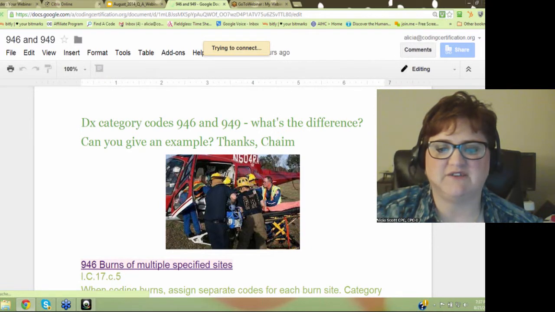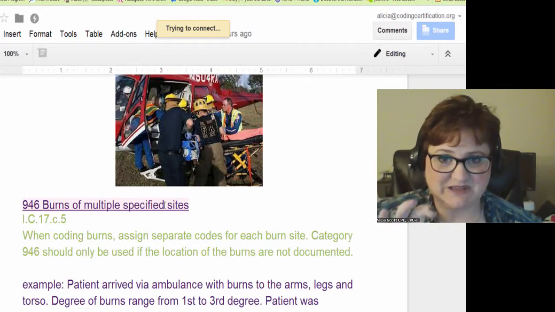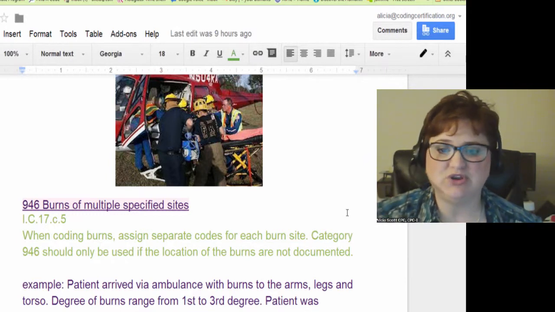946, burns of multiple specified sites. That is specific. Specified sites. Here is the guideline where you can find this. When coding burns, assign separate codes for each burn site. Category 946 should only be used if the location of the burns is not documented.